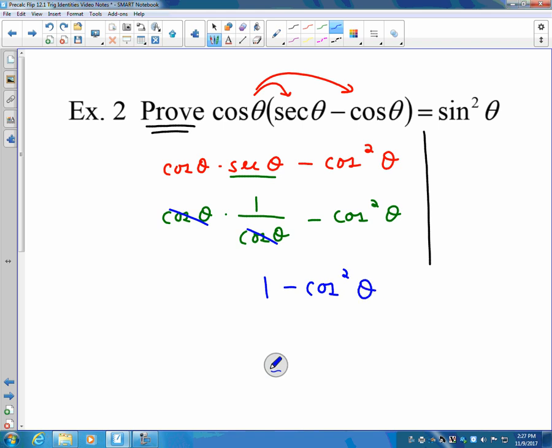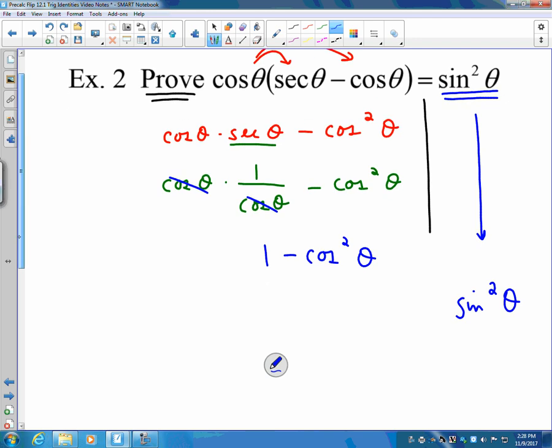Now, I don't really know what else to do at this point. I sort of want to take a peek over here. I don't want to cross the equal sign, but I want to take a peek over here, and I want to see if I could set up a situation where the left side was the same as the right side. What do you think? 1 minus cosine squared. Does that look familiar at all? What about sine squared theta plus cosine squared theta equals 1? Could we manipulate that a little bit?